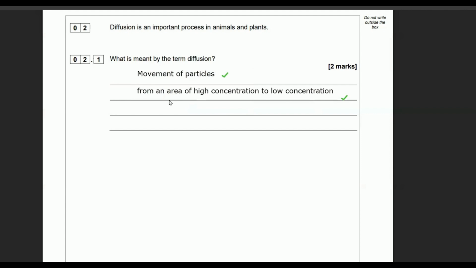You can say, if you like, a movement of particles down a concentration gradient. If you say along or across a concentration gradient, you won't get the marks. It has to be going down because that gives the impression from high to low. Okay, Coolio, let's move on.